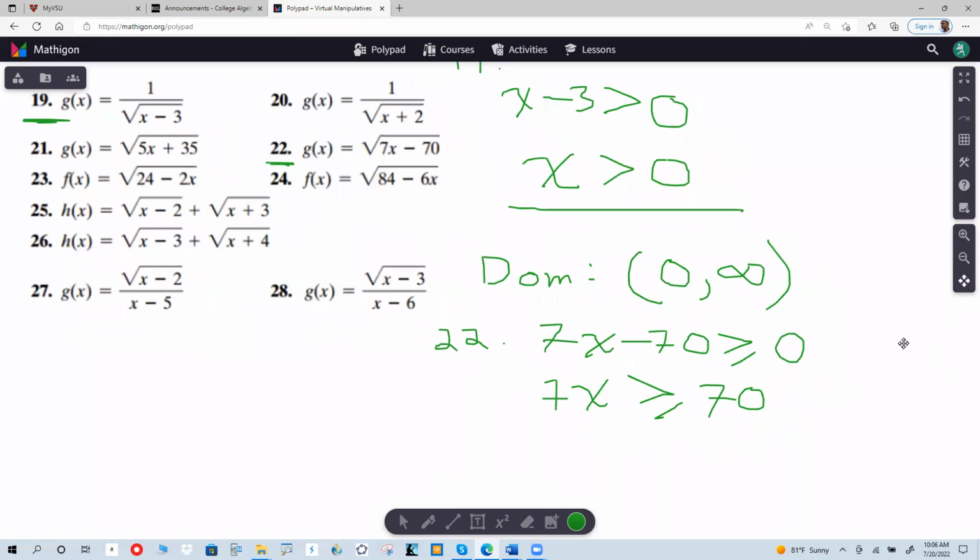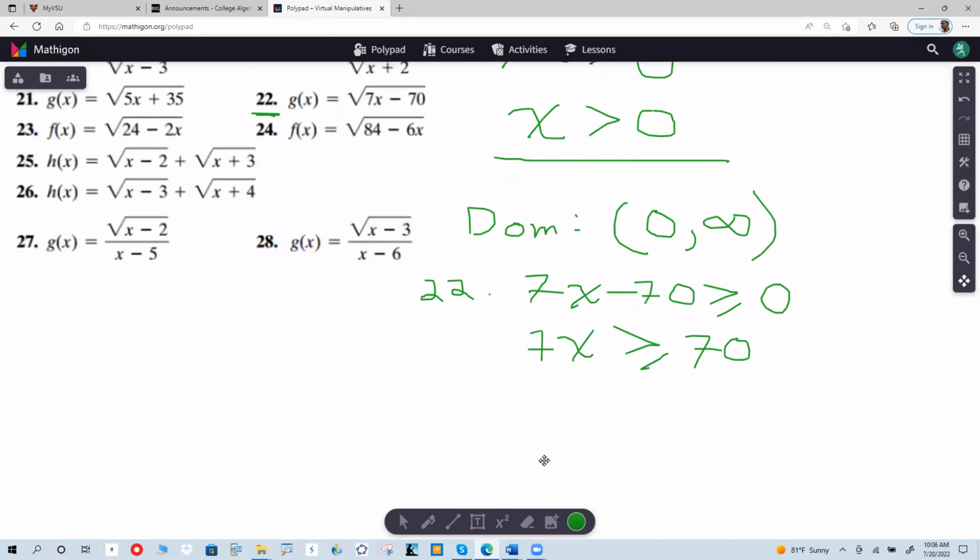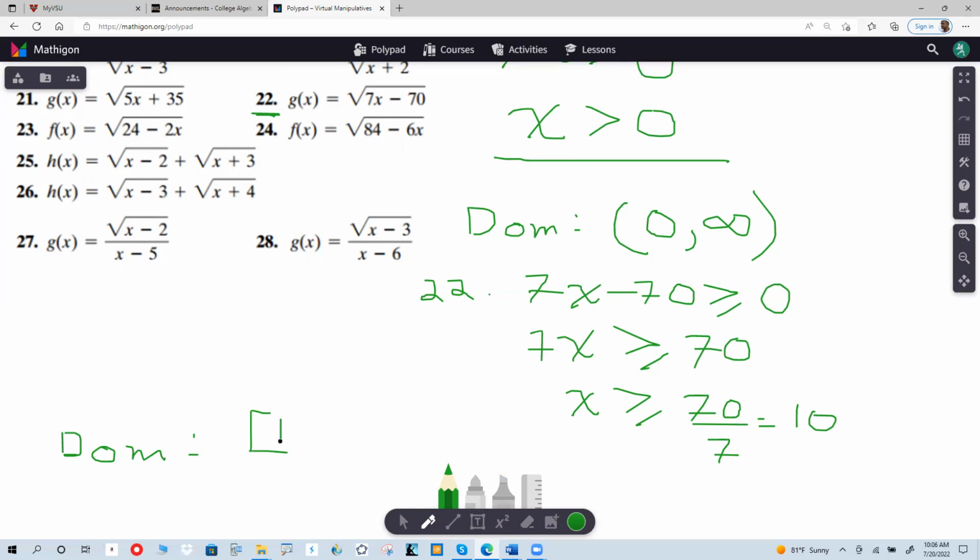Divide both sides by 7, and you're going to get 10. So x has to be, sorry, divide by 7, you're going to get 10. So x is greater than or equal to 10. All right, and my answer is, what's my domain? The domain, x greater than or equal to 10, would mean you include 10 because of the equality sign, to infinity.